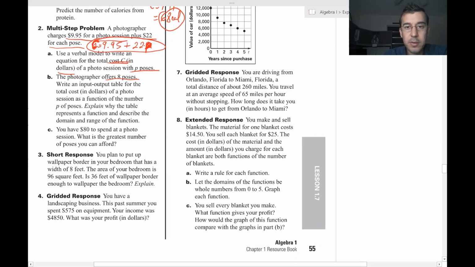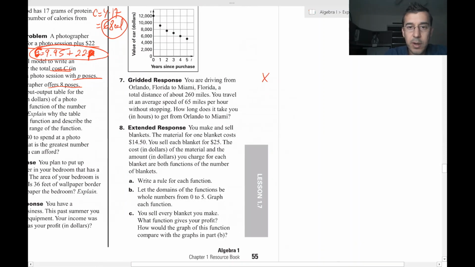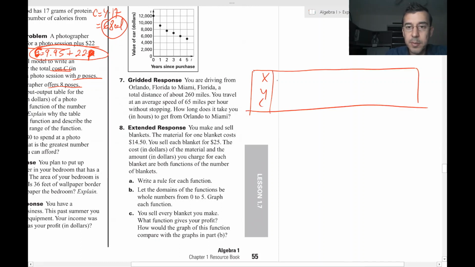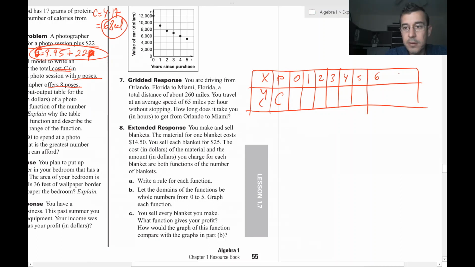So let's see if I can do it here on the side. It's the X, Y, or the input-output table. Or in our case, it's going to be the P and then C. Okay, the poses, 8 poses. So if you have 0, 1, 2, 3, 4, 5, 6, 7, 8 poses, then the total cost is the function 9.95 plus 22p. So we have to calculate all these values based on this.